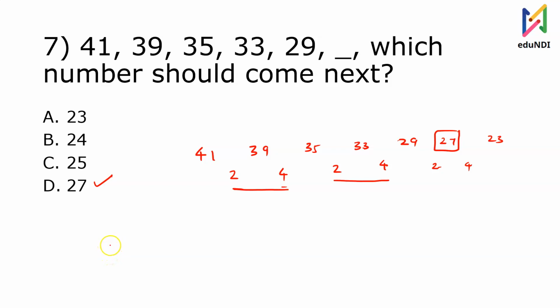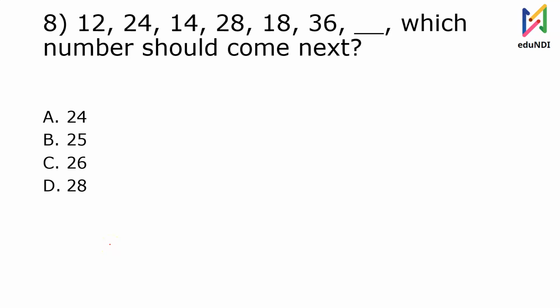Simple, right? Okay, we'll see one more sum. 12, 24, 14, 28, 18, 36. Which number should come next? If you look at this, the divisibility by 2 or 4. No, it's only divisible by 2, right? Because 14 is there. 14 and 18 are not divisible by 4, right? So the only thing is it is divisible by 2. But beyond that, is there something?